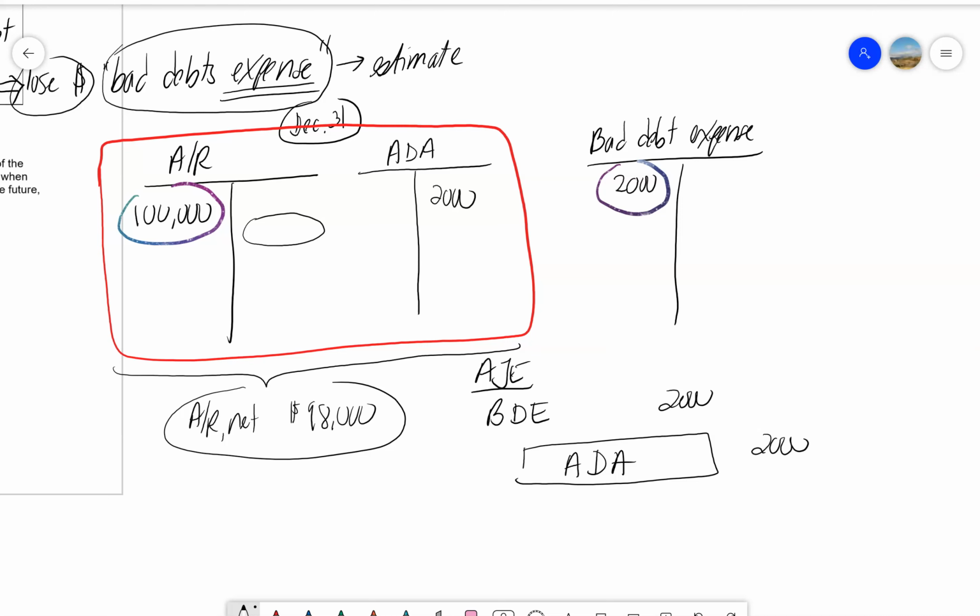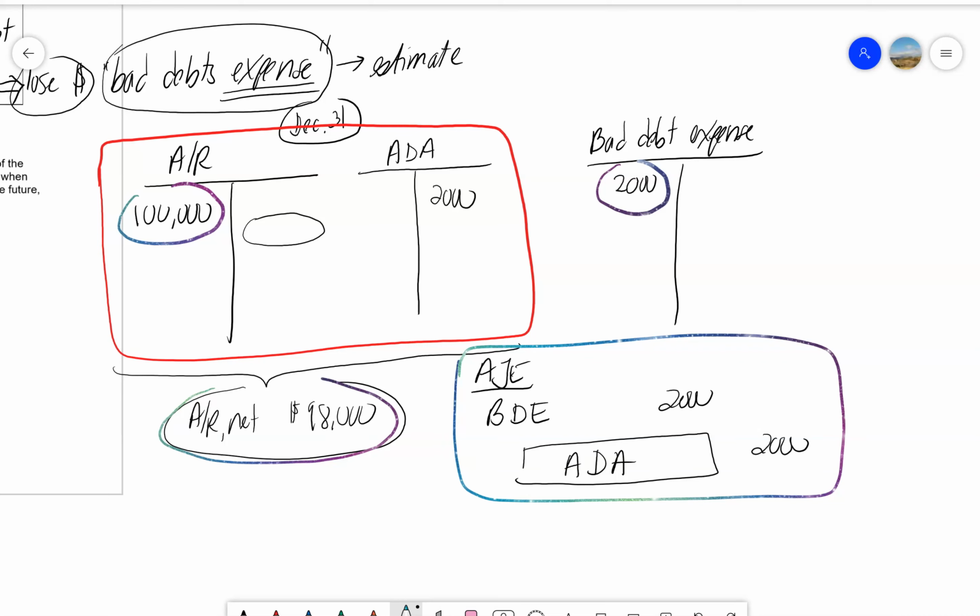Now, this relates to a couple of principles. The first principle is called matching. We're matching our bad debts expense in the same year that we made the sales revenue. And so the matching of expenses with revenue is critical to accounting. So we have to estimate our bad debt expense this year because it's going to relate to the sales we made this year. The other concept that we're going to talk about is conservatism.